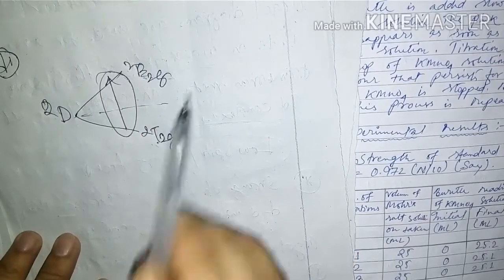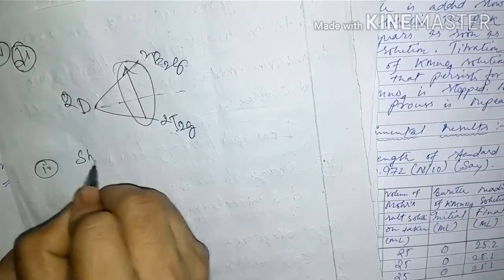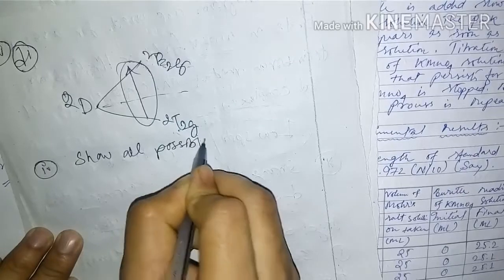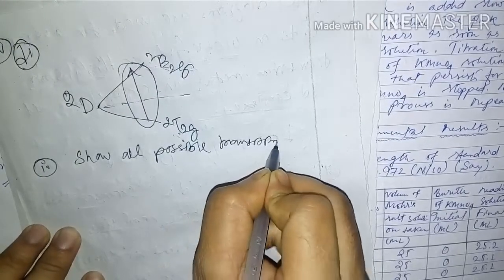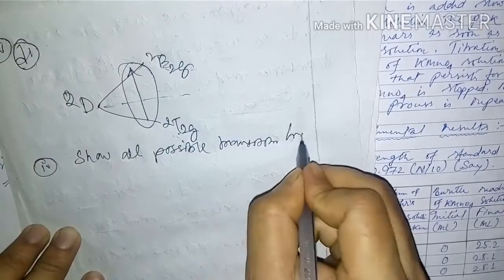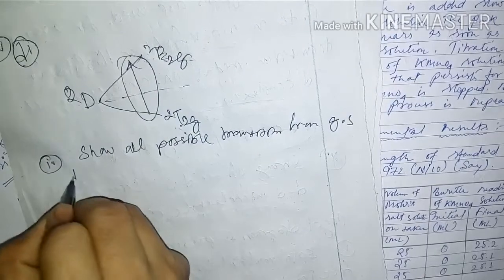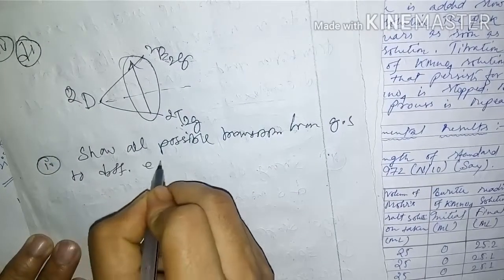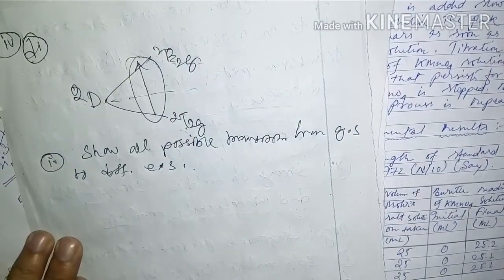Now this one. So show all possible transitions from the ground state to different excited states, understood? This one, okay.